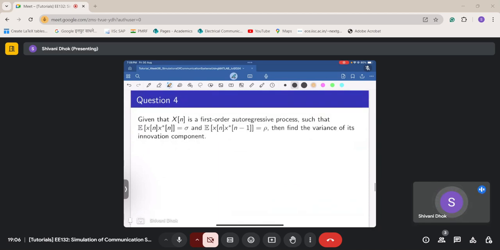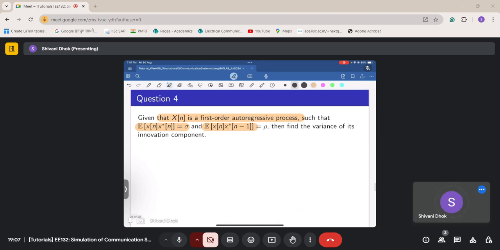Okay. So let's move on to the next question. This is also an assignment question. Here what is said is, given that x of n is a first order autoregressive process such that expectation of x of n into x conjugate of n is sigma, and expectation of x of n into x conjugate of n minus 1 is rho, then find the variance of its innovation component.